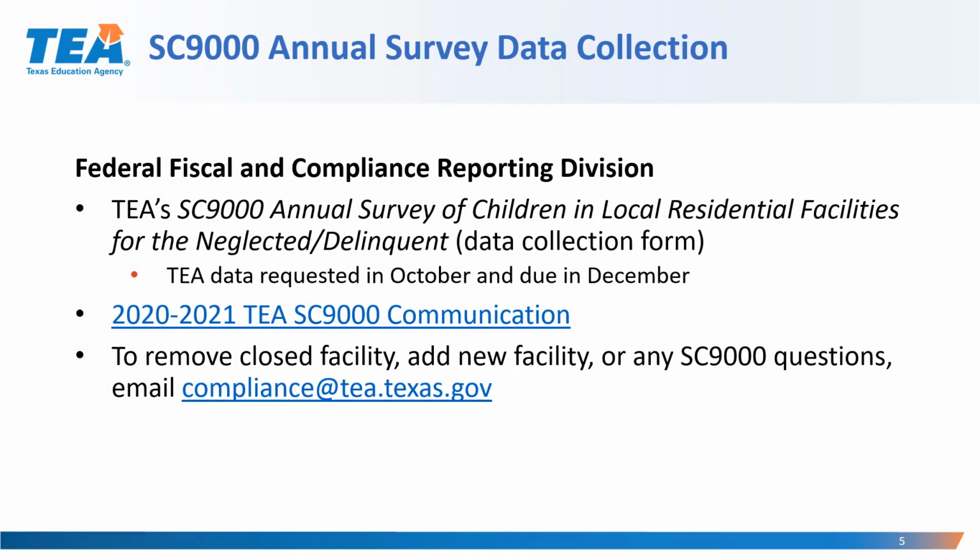The TEA's SC 9000 annual survey of children in local residential facilities for the neglected and delinquent collects data from districts with eligible students and facilities. The request is sent through the Federal Fiscal and Compliance Reporting Division. It is typically due in early December of the previous year. If there is a facility that has closed or a new one to add, contact the Federal Fiscal and Compliance Reporting Division by email at compliance@tea.texas.gov.